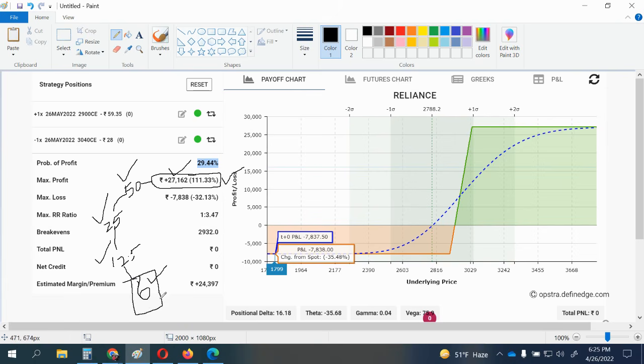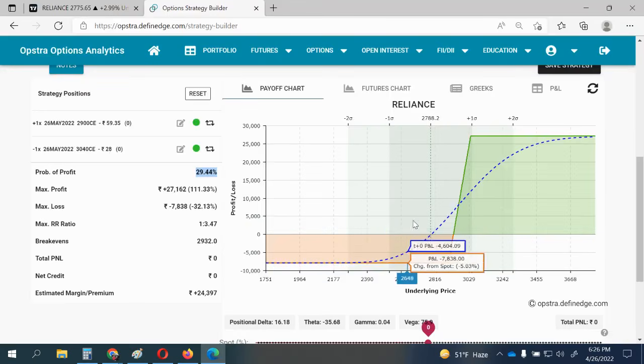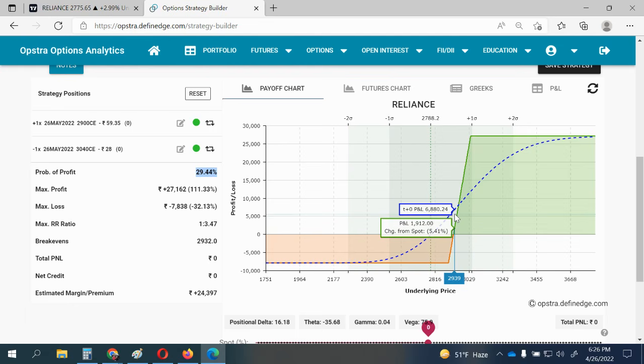Even 6% per month is huge, but let's say I'll target that. Let's say tomorrow, if Reliance makes a move of 5%, maybe tomorrow or the day after tomorrow, after 2 to 3 days, check the T plus zero profit.